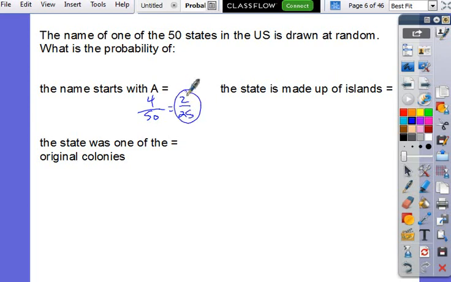All right. The state is made up of islands. There's only one that's made up of islands, 1 out of 50. Now, if this question said the state has islands, well, then that's a whole different thing, because there's a whole bunch of states that have islands. Georgia has islands. Florida, South Carolina. You start doing that, that's a whole different question. But made up, there's only one. Was one of the original colonies, 13. That would just be the 13. Yeah, these are really interesting right here.